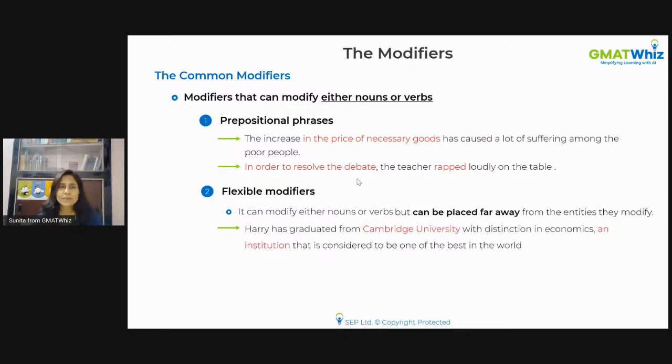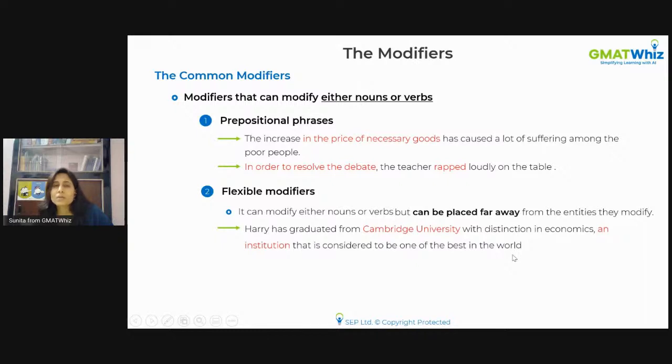Say, for example, look at this sentence. Harry has graduated from Cambridge University with distinction in economics, and then there's a comma. So here we have a clause, Harry being the subject, has graduated being the verb, and graduated from Cambridge University with distinction in economics. And after the comma, you have a clause, an institution that is considered to be one of the best in the world.